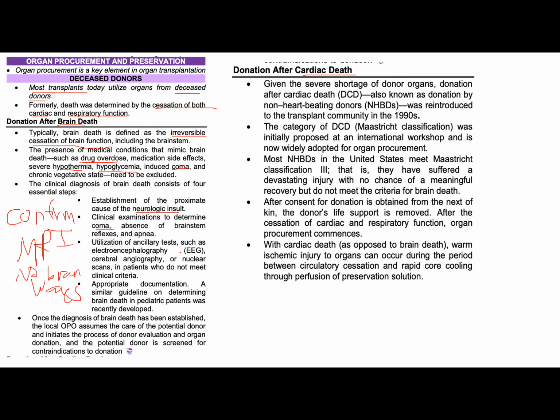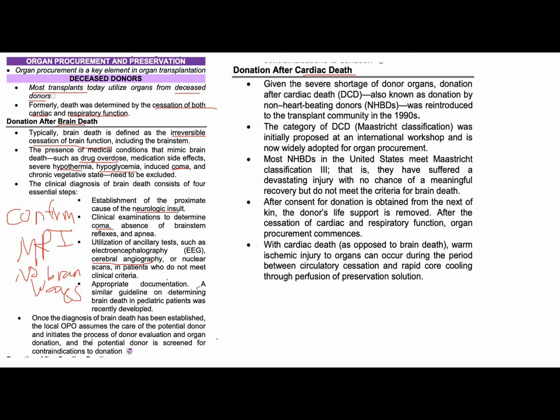Then magpa-perform sila ng electroencephalography or your EEG. Magkaiba class ang ECG sa EEG ha. Ang EEG is for the brain, the ECG is for the heart. Electroencephalography would be done along with cerebral angiography or nuclear scans. Then another thing you need to take note is appropriate documentation to determine brain death in pediatric patients. Now, once the diagnosis of brain death has been performed, you need to initiate the process of donor evaluation and organ donation.